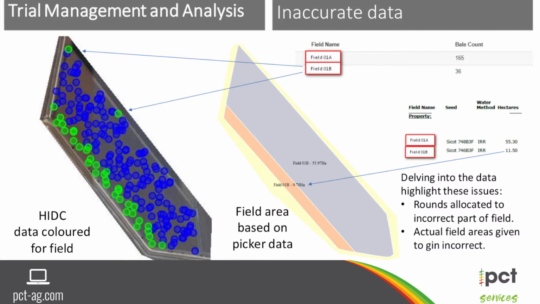So the second thing that happened in this field was that the area that the gin was told was in each of those two varieties was incorrect. When you actually looked at the pick data, there was 11.5 hectares according to the gin, and it was actually really only about 9.7. So when you're looking at trial data, if you want to do it properly, you've got to go into the detail to do it properly. The rounds were allocated to incorrect parts of the field and the actual areas were different.